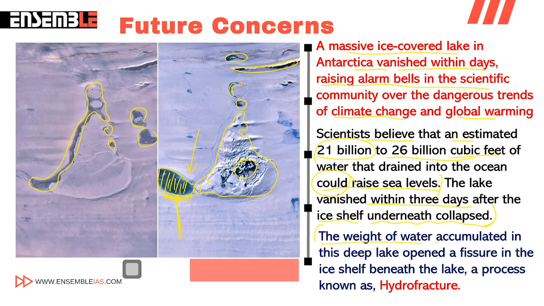The weight of water accumulated in this deep lake opened a fissure, a crack in the ice shelf beneath the lake, a process known as hydrofracture. So hydrofracture is the main process that happened, and that is responsible for the vanishing of the lake that formed after the ice shelf or the iceberg broke off the main island.